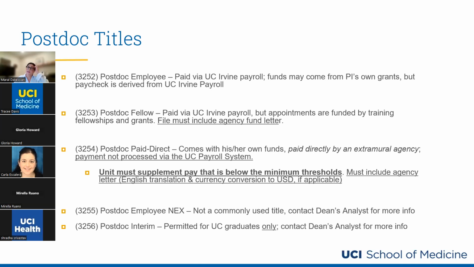There are two other kinds of postdoc titles that we don't use very often at all. The first one is a 3255. I don't think I've ever seen anybody use this title. If you have questions about it, just contact your dean's analyst. Same thing with the 3256 postdoc interim. I believe we have used this one time or two times maybe. It's for UC graduates that are transitioning. If you think you might need to use that title code, please contact us again and we can help you with that.